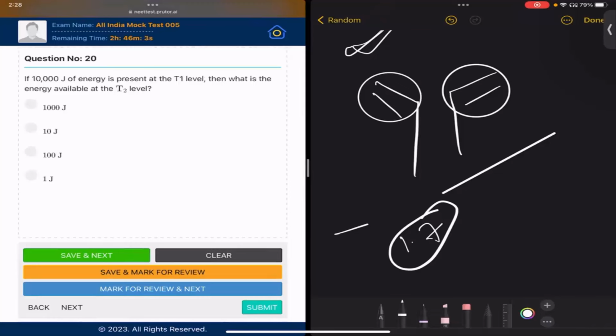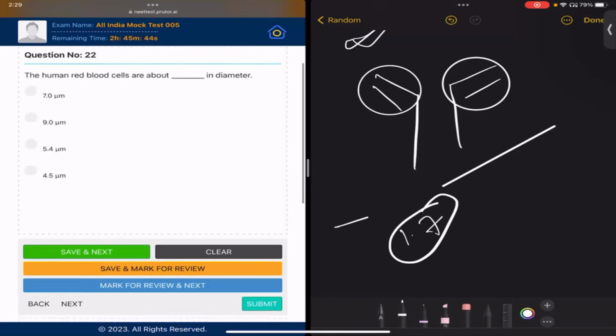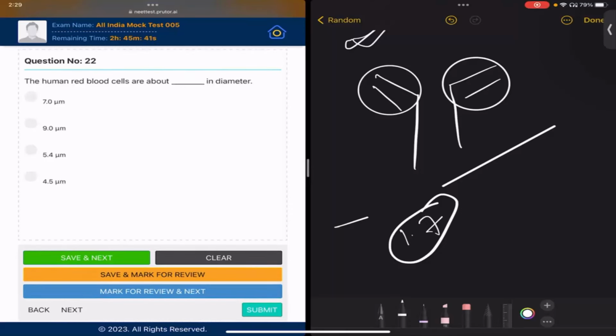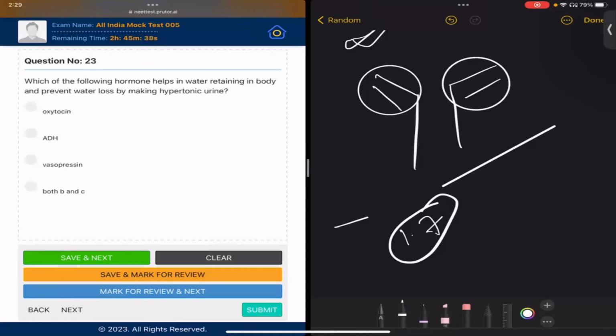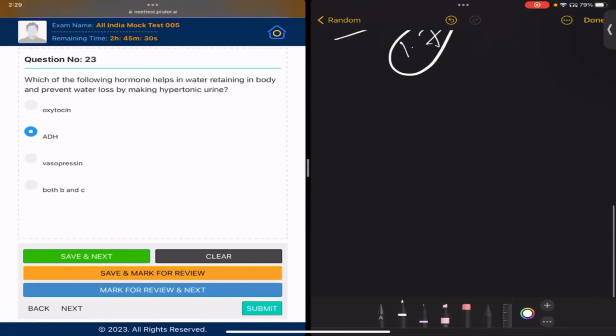If 10,000 joule of energy is present at T1 level, then what is the energy present at T2 level? Okay, so 10% of energy is transferred. So 10% of 10,000 would be 1,000 joule only, right? In front of the lens, the aperture surrounded by the iris is called the pupil. The human red blood cells are about 7 micrometers in diameter. Straightforward question. Which hormone helps in water retention in the body? ADH, water retention. Antidiuretic hormone. Diuresis means the amount of urine is increased, more water is excreted through urine, so antidiuretic hormone is helpful in retaining water in the body.